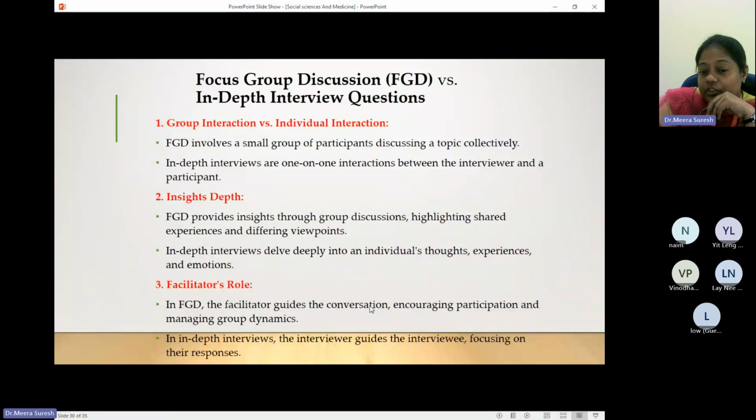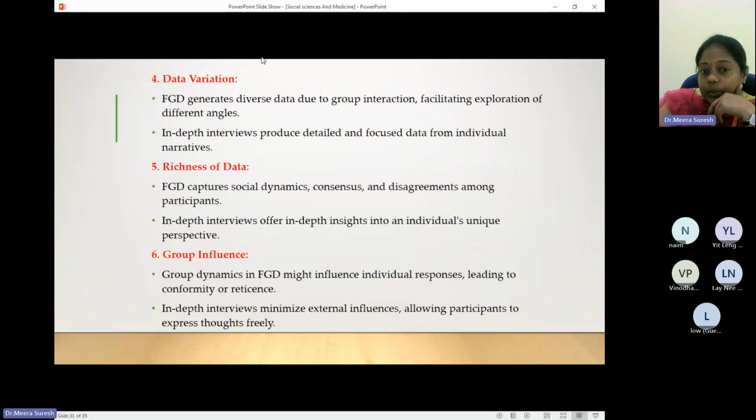Facilitator's role: it is just to moderate the topic and manage the group dynamics, so that they are not going into their own discussions and that some people are not left out. Everyone is involved. And in in-depth interviews, the interviewer guides the interviewee, focusing on their responses. Data will also vary. We are going to get answers from different angles because many people are involved.